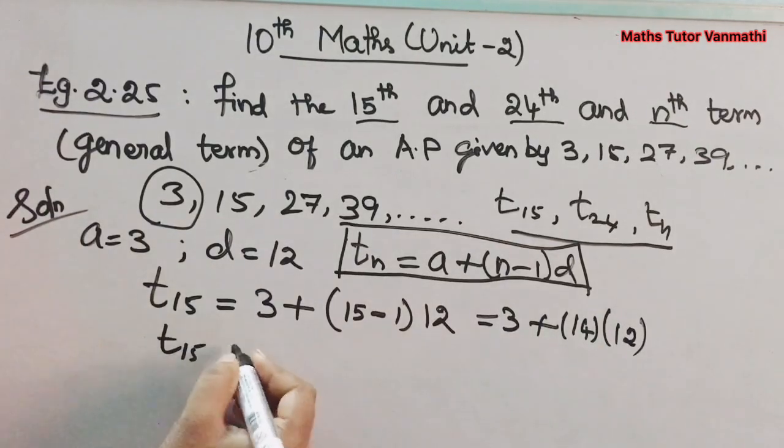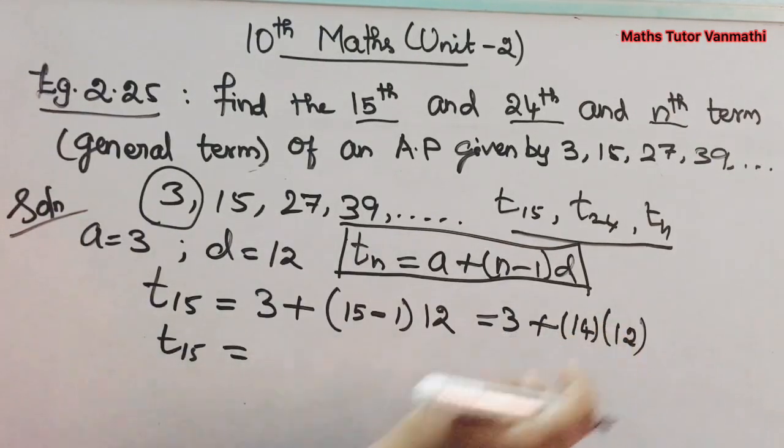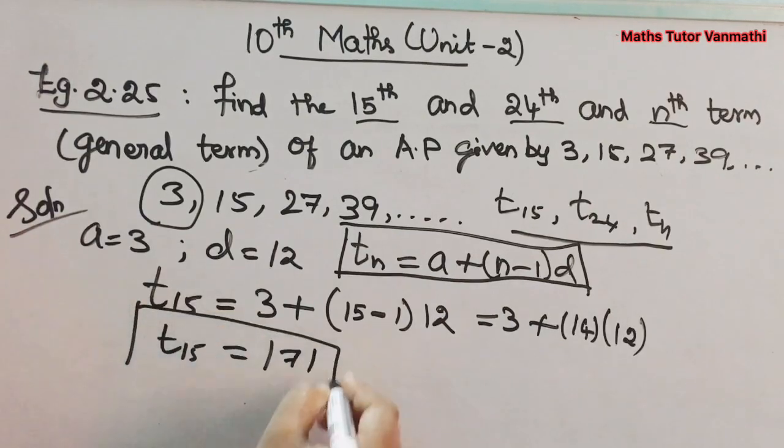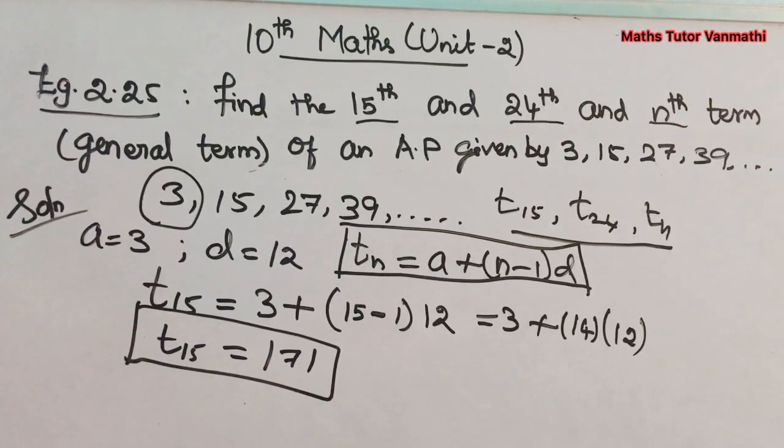Next, solving this you will get 3 plus 15 minus 1, that is 14 into 12. Therefore T15 is 14 into 12 plus 3. What will be your answer? 171. Okay, this is your T15. Clear? Next we are going to find T24.